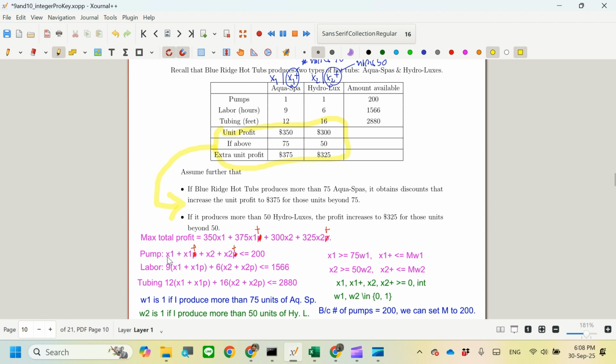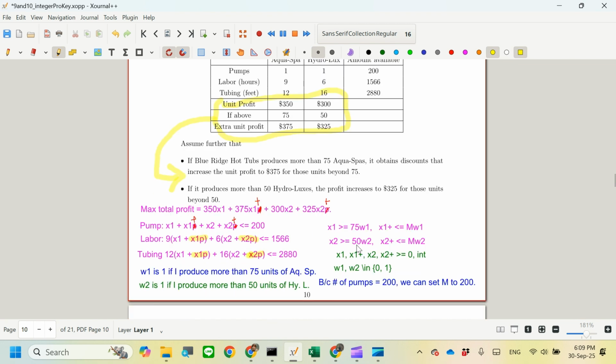And we have the resource constraint on the pump. So one Aqua Spa and one Hydrolux use one pump. And then also on the labor, and then on the tubing. Okay, so if we produce more, we also need to use resources. And then what is interesting is how we model the cut points 75 and 50.